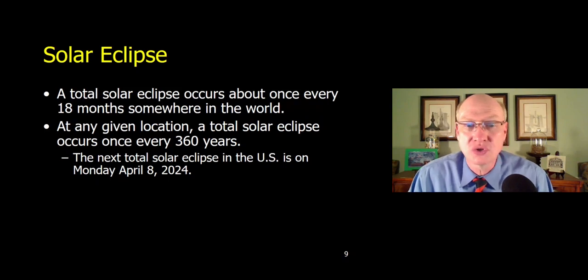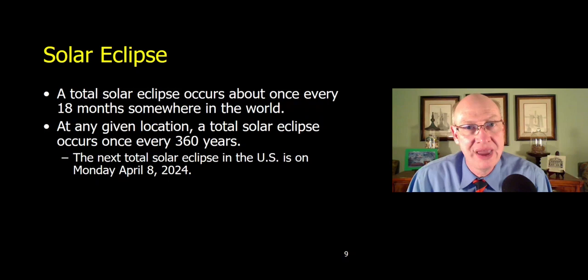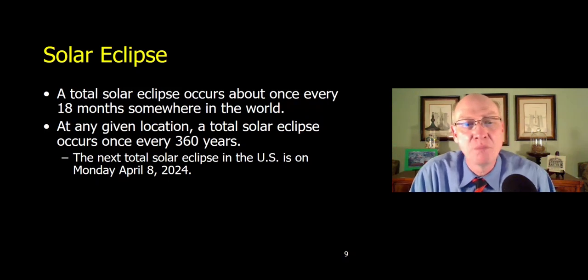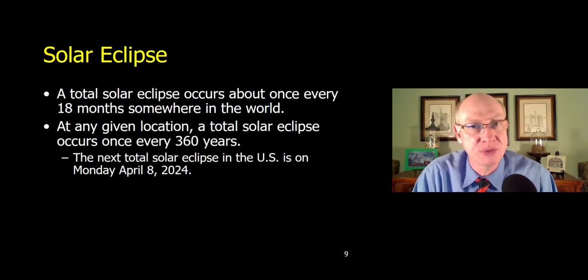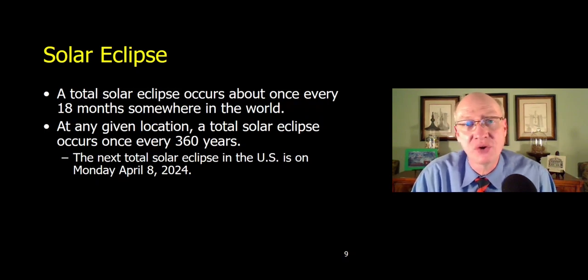The next total solar eclipse in the United States is on Monday, April 8th, 2024. And I know that sounds like a long way away, but here's the thing. People are already planning for that eclipse. Commercial companies are buying up hotel rooms. Tour companies are making plans. If you want to see this eclipse and you want to stay in a hotel, you need to be making plans now. You need to be thinking about buying your eclipse glasses.